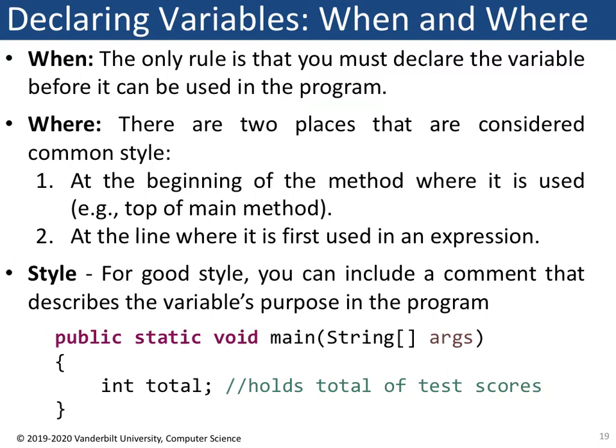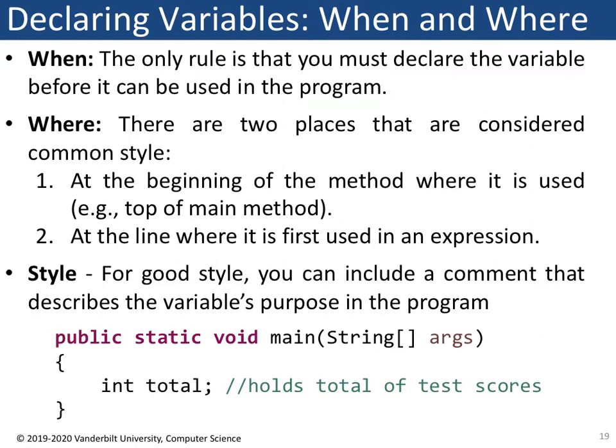So as far as when, the only rule you have to really follow is that a variable must be declared before you attempt to use it in the program. That makes sense, right? You can't use something that doesn't exist. So to use a variable, you must first declare the variable.